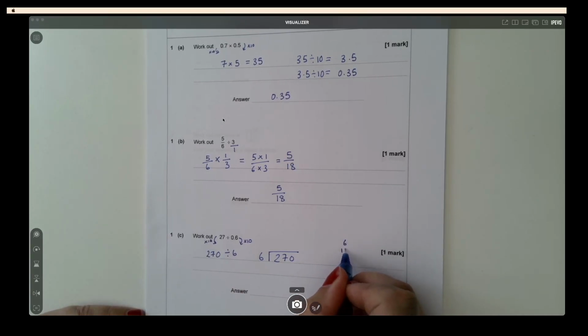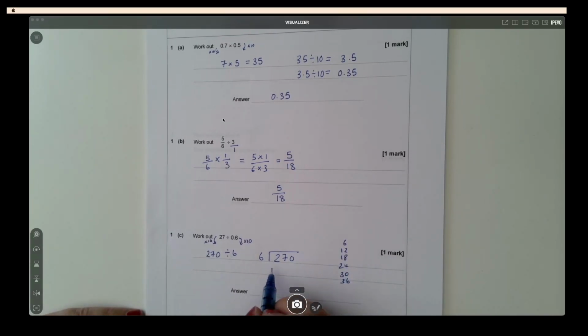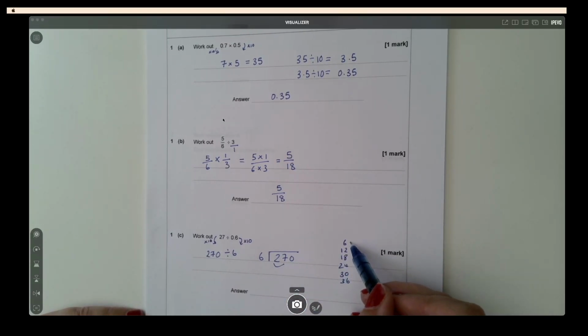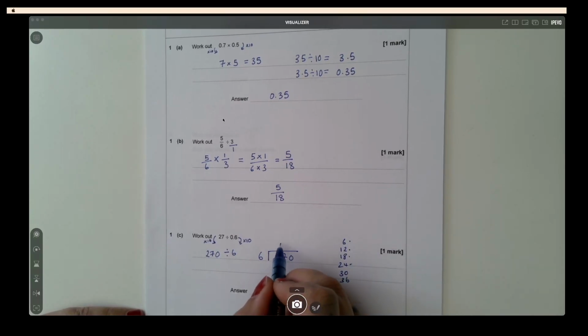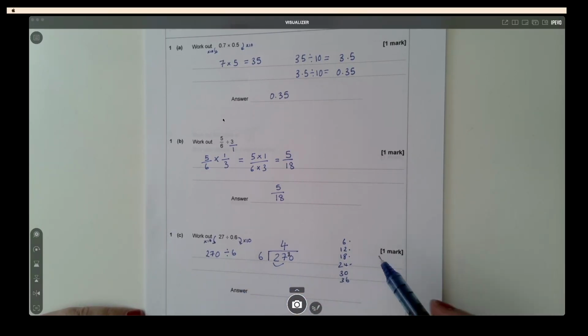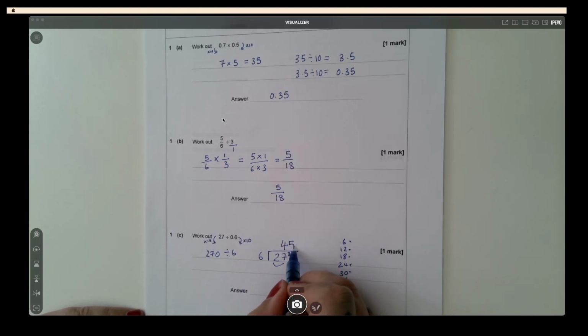So 6, 12, 18, 24. Remember, by doing this, I'm saving myself some brain space. So 6 into 27. 1, 2, 3, 4 gets us to 24. Then from 24 to 27 is a remainder of 3. 6 into 30. 1, 2, 3, 4, 5. No remainder, so the final answer is 45.